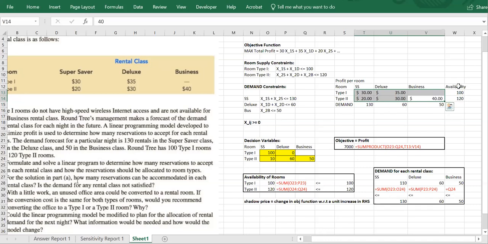Also, if the availability of rooms is subject to change from one night to another, you may want to check that too. Once you have these ready, if you don't have a new rental class or a new room type, those are things that are not going to change from night to night usually. But all these numbers may change from night to night. So you just want to confirm these numbers, come up with a better forecast for the next night, and then run the model again and see what answer you get.